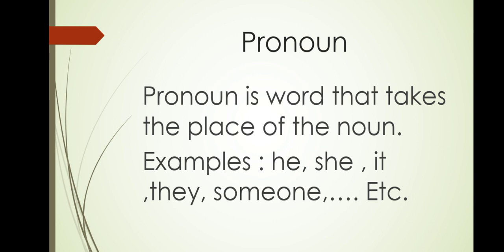So what is the meaning of that? For example, Mohan is eating. See here, Mohan is what? Noun. Instead of Mohan is eating, we will write he is eating. That he is there, no? That is the pronoun. Instead of noun, we have used pronoun. So that is why a pronoun is a word that takes the place of the noun. That is, instead of Mohan, we used he.